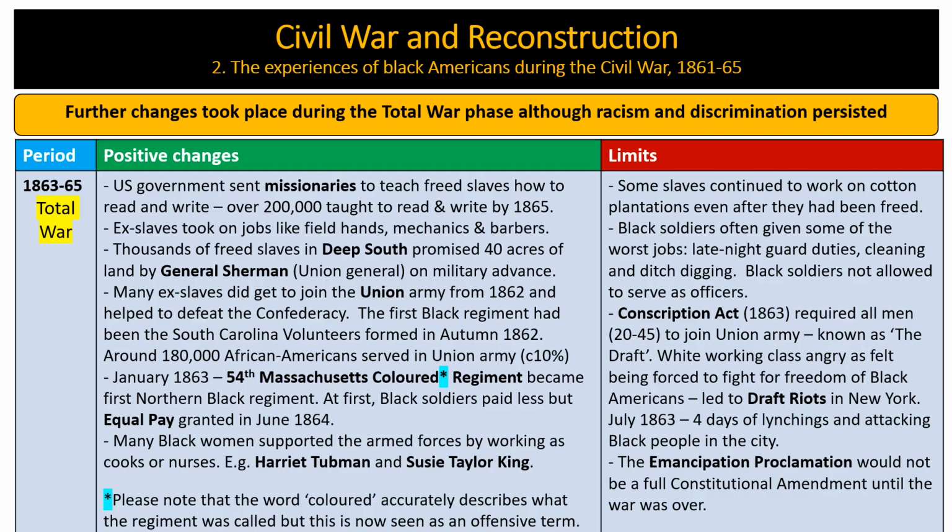So if you get a question about the sort of positive gains or limitations to African American liberty during the American Civil War, I would probably structure it in terms of positive impact in the limited phase, positive impact in the total war phase, and then looking at limitations of the limited phase of the war and limitations in terms of the total war phase of the war. And that would give you your 4 key arguments. Okay, let's move on and find out more about Reconstruction.